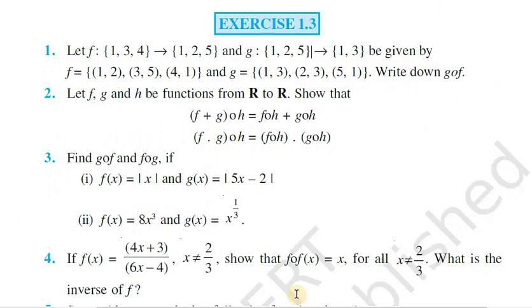Now see the next question. So here f, g, h are functions from set R to R, and we have to show that (f plus g) of h is equal to f of h plus g of h, and (f dot g) of h equals f of h dot g of h. Okay, this is what we have to show. So basically we'll take an arbitrary element and show that they both are equal. So let's try to do it.